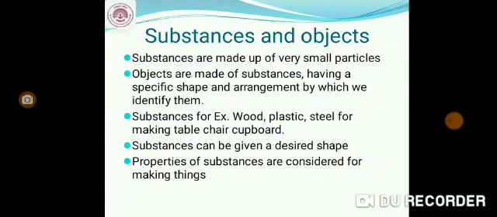Now, substances, for example wood, plastic, steel, for making table, chair and cupboard. Substances can be given a desired shape. Properties of substances are considered for making things. Like the properties discussed in the previous lesson, all those properties will be taken into consideration when you want to make any object out of it. Okay? It means that we consider the properties of the substances to use them for making things. The same substance or material can be used to make many objects.